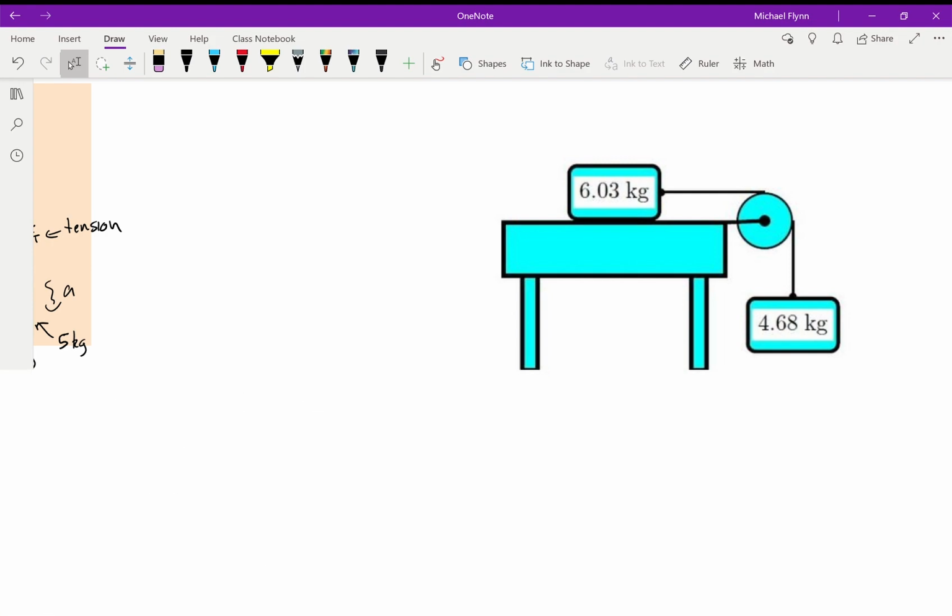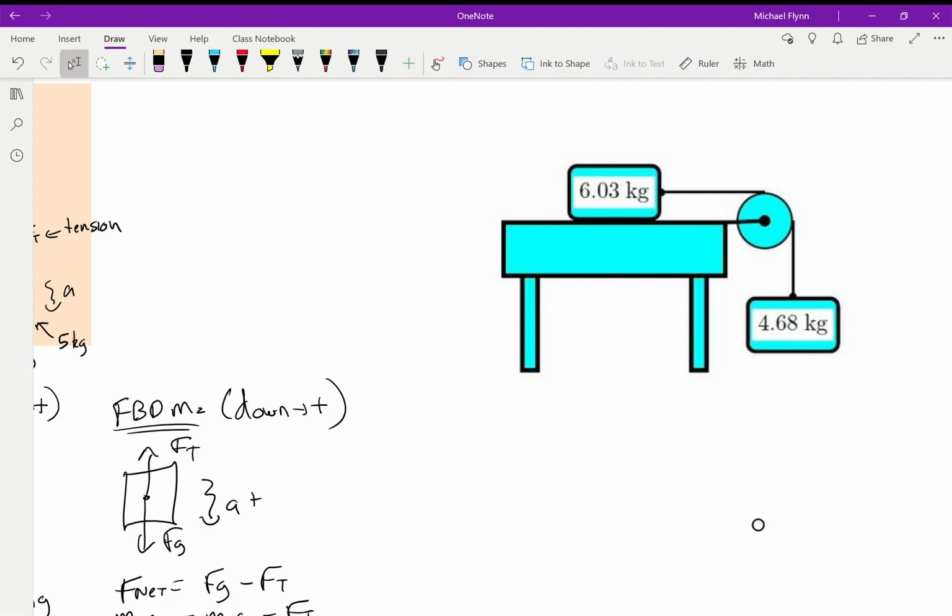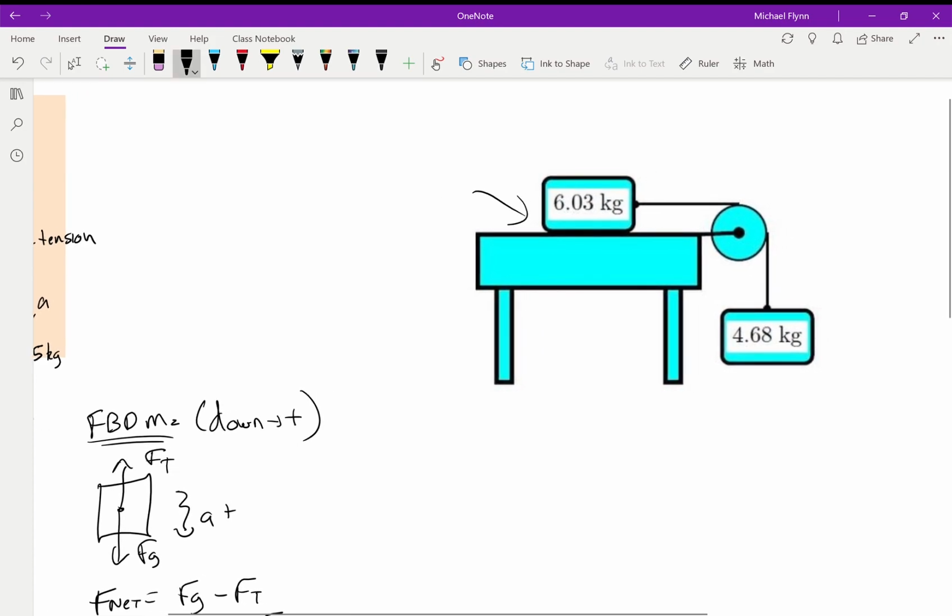Now, there's no friction here, by the way. You could put friction in there, but in this problem, there's no friction. But you could put it in, and we've been learning how to deal with friction, so you could put it in. I meant to write, okay, no friction here.